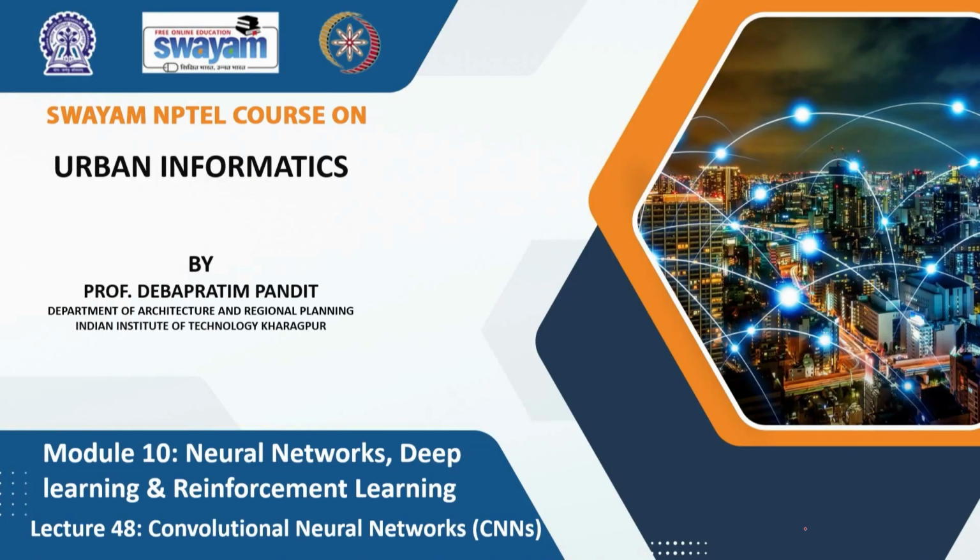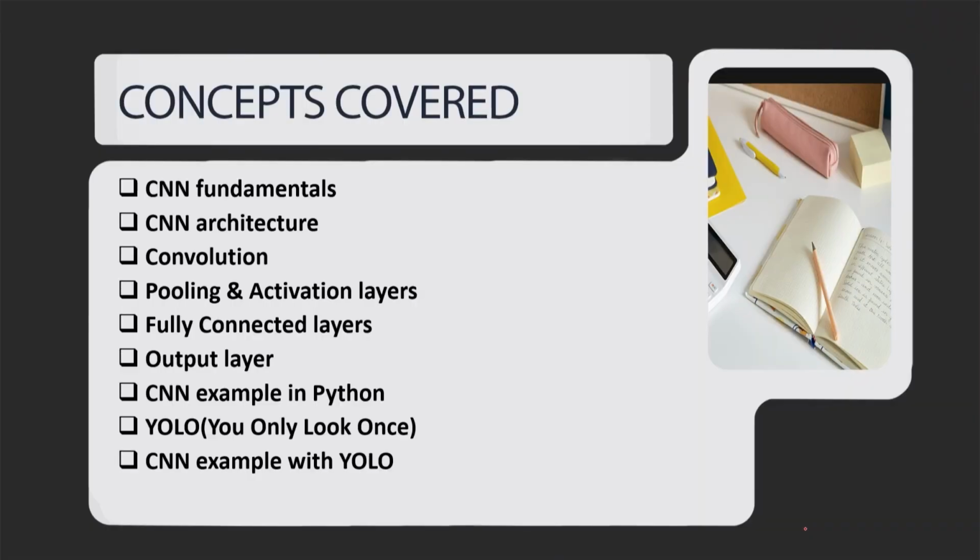Welcome back. In lecture 48, we will start convolutional neural networks, or CNNs. The different concepts that we will cover will be the basics, that is CNN fundamentals. We'll start with basics. Then we'll move into CNN architecture, convolution. We will learn about pooling and activation layers. We will talk about the fully connected layers, then the output layer, and then we will discuss an example of CNN, use of CNN in Python. And finally, we will introduce the YOLO algorithm, You Only Look Once, and then we will do an example. YOLO also uses CNN as the backbone, so we will do a CNN example with YOLO as well.